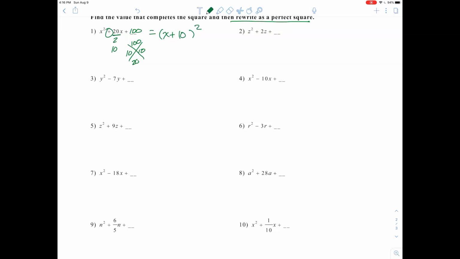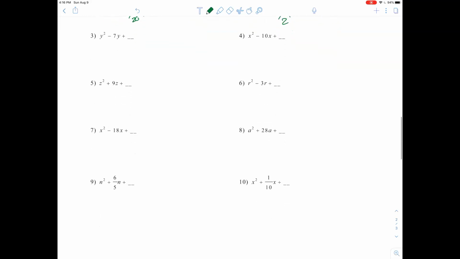Here we have z squared plus 2z plus something. So we're going to complete the square. Cut the 2 in half. That's 1, and square it. So that would be 1. Now let's factor it. Numbers that multiply to 1 add to 2. That's 1 times 1 and 1 plus 1. So that would be x. And again, it's plus 1 quantity squared.